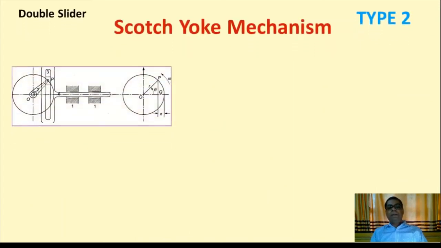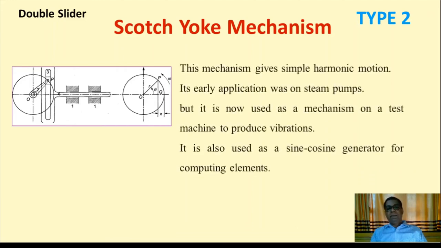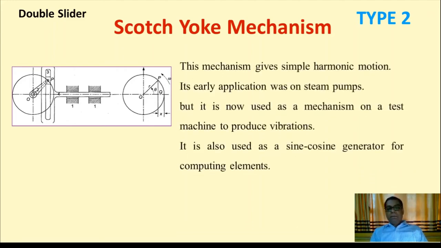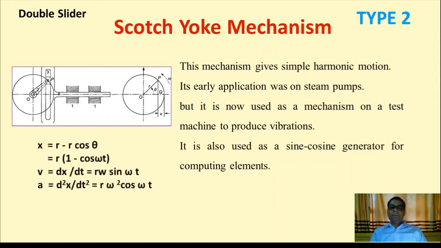Next comes the Scotch-Yoke mechanism. In the Scotch-Yoke mechanism, this is a very important type of mechanism where we can see a direct relation between the rotary and linear motion. It gives simple harmonic motion. Its early application was in the steam pump. It is now used as a mechanism on a test machine to produce vibration. It is also used in a sine cosine generator for computing elements.